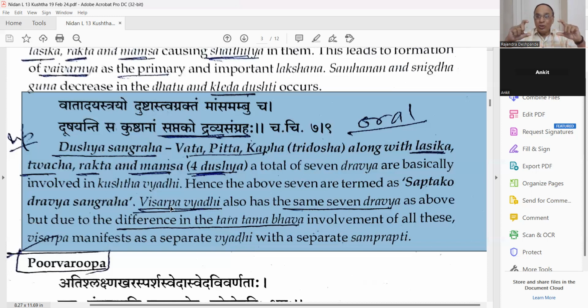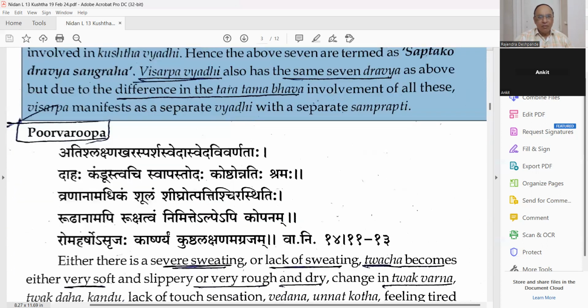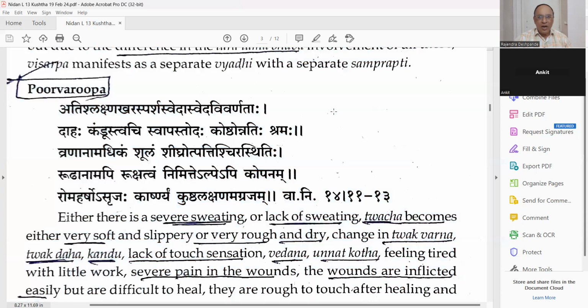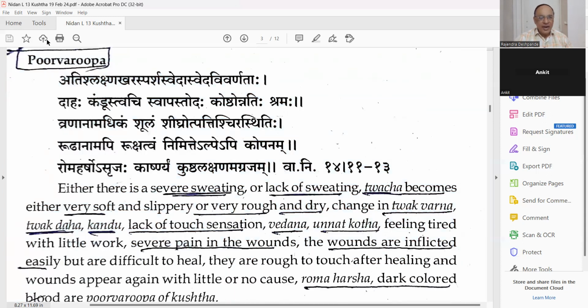Because the pathological elements are the same, but there is only a taratama bhav. Can you see? It is comparative. In Visarpa, Pitta Prakop is more, while in Kushtha, Vata Prakop is more. Something like that. Now we will see the prodromal symptoms of Kushtha. How do we get the understanding?